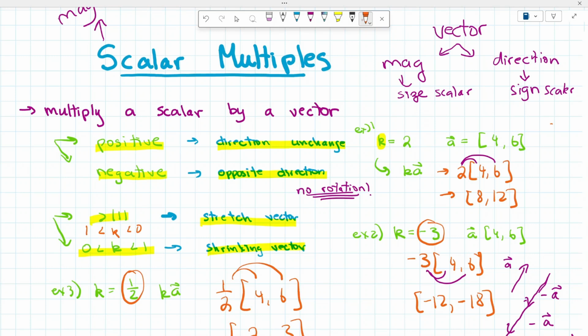So in this case, if we were to draw it out, say that a is like this, we now know that the direction is going to be the same, but we're just going to be half the size. So if this was a, this would be over here, 1/2 of a. I hope that helps you get a bit of a visual representation as well as understanding the algebraic implications of scalar multiples. And really, calculating them is a breeze. We just multiply that scalar through every single term in our vector.